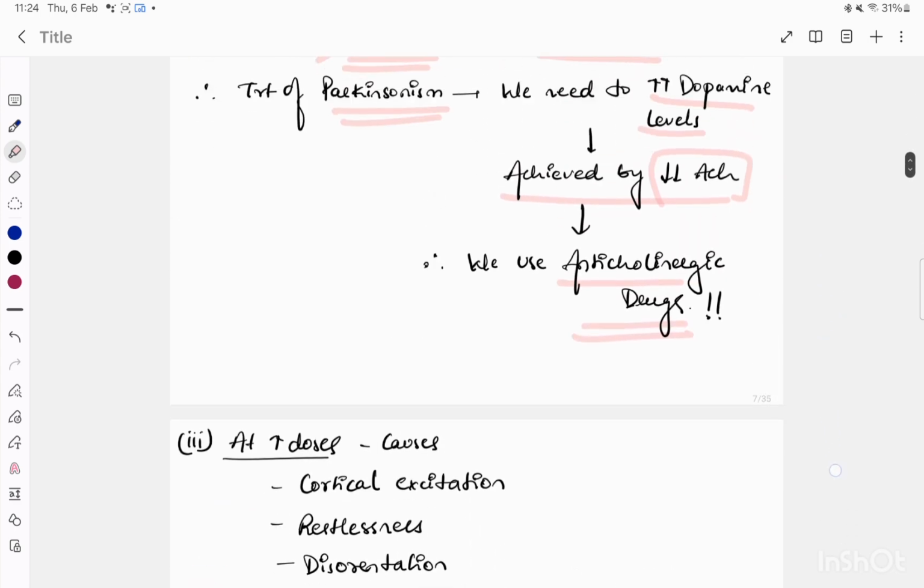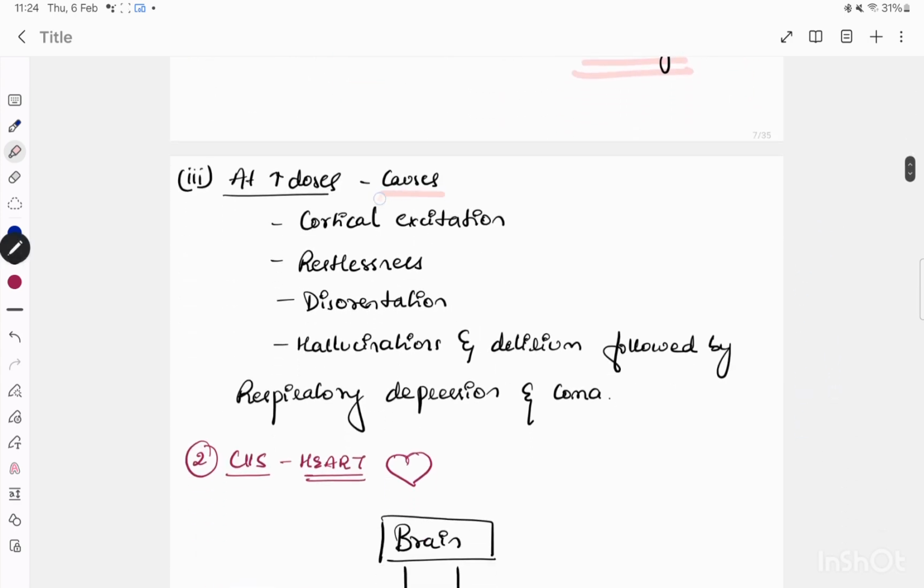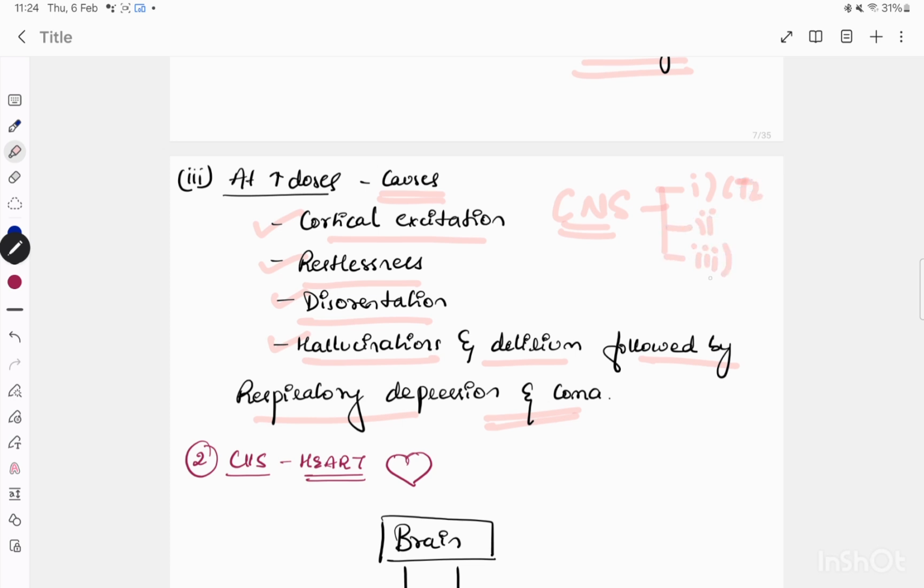So at higher doses, what will happen? At higher doses, these anticholinergic drugs cause cortical excitation, restlessness, disorientation, hallucination and delirium, followed by respiratory depression and coma. So these are some of the side effects that happen in the CNS. In the CNS, we looked at three parts. First, what will happen in the CTZ area. The second we looked at in the basal ganglia, and third we looked at what happens in the CNS if we give it at higher doses.